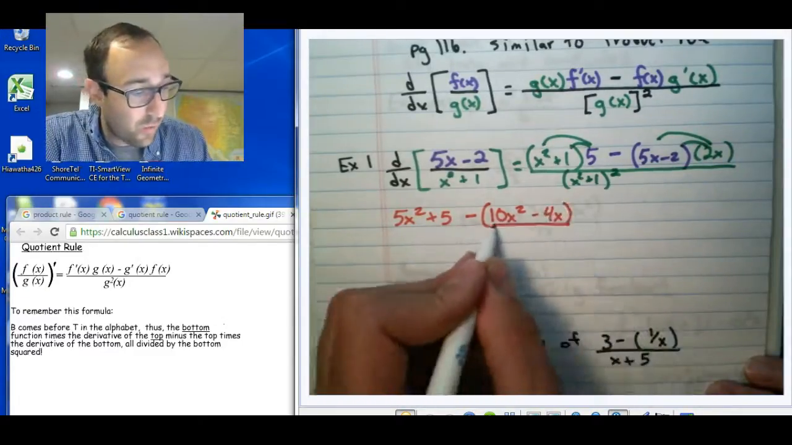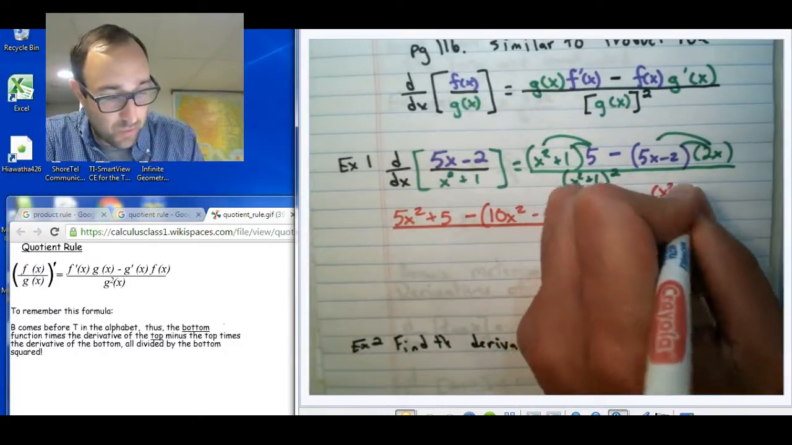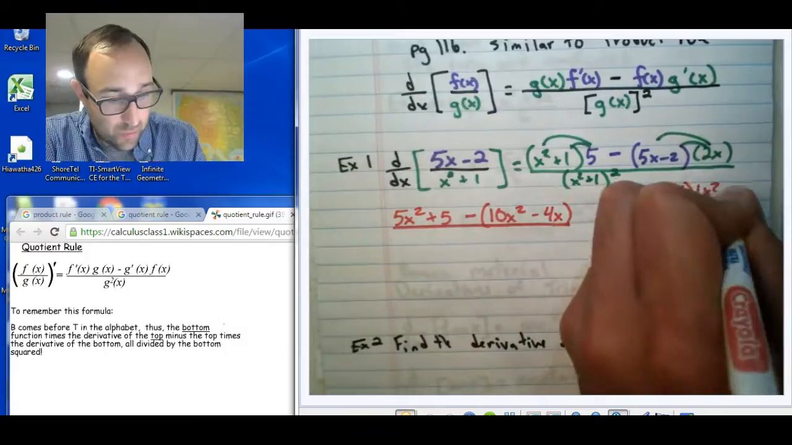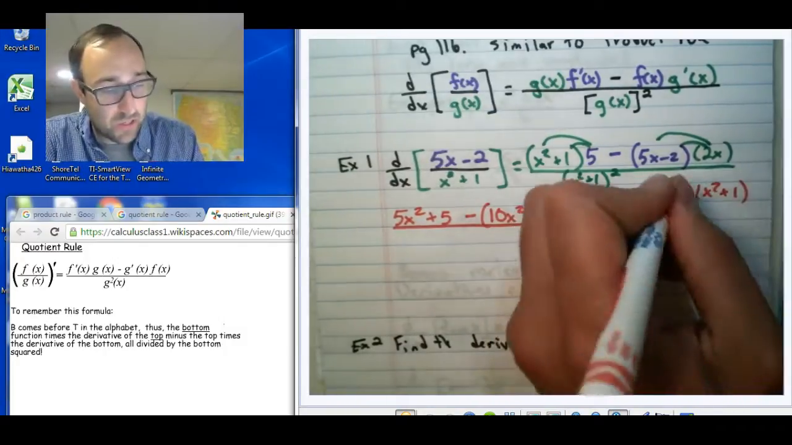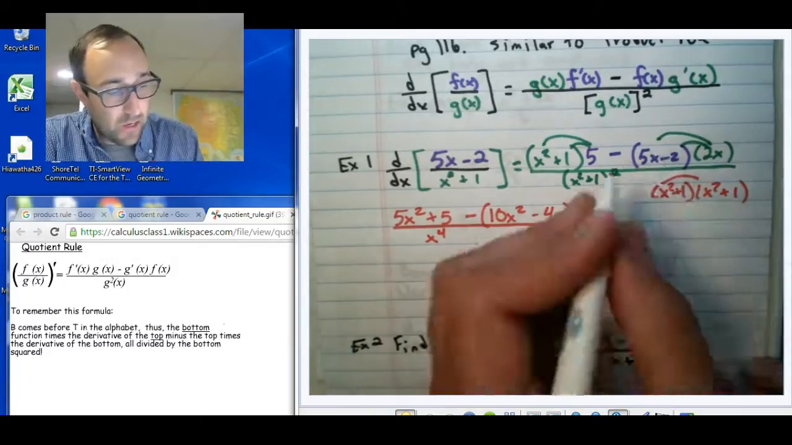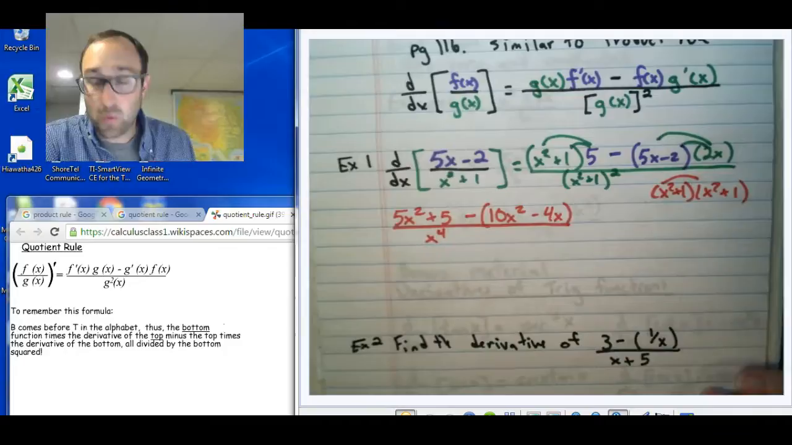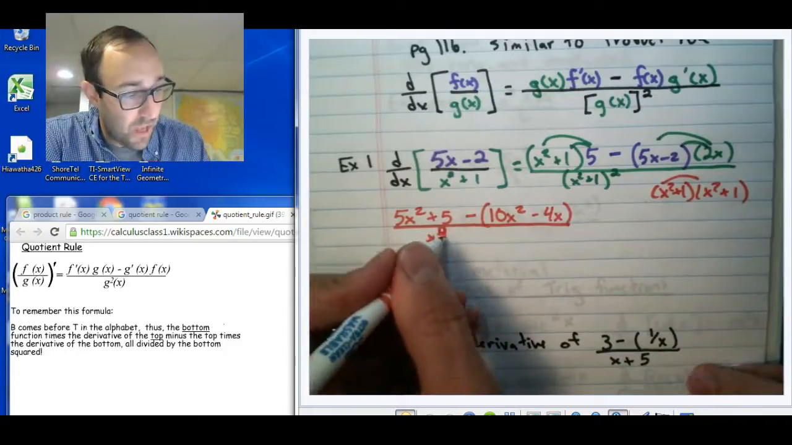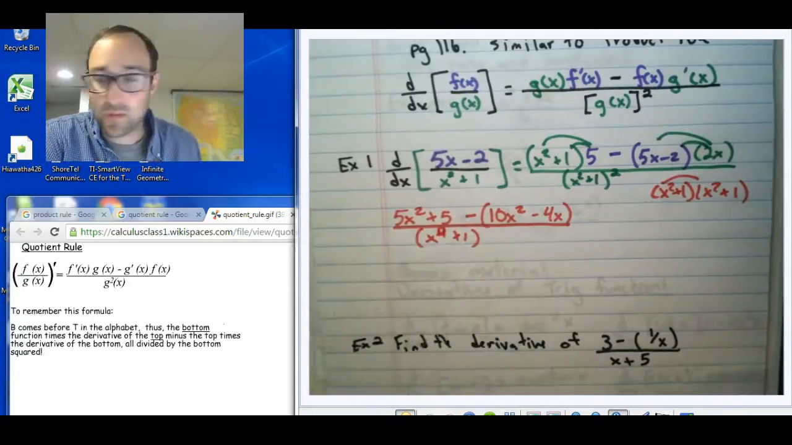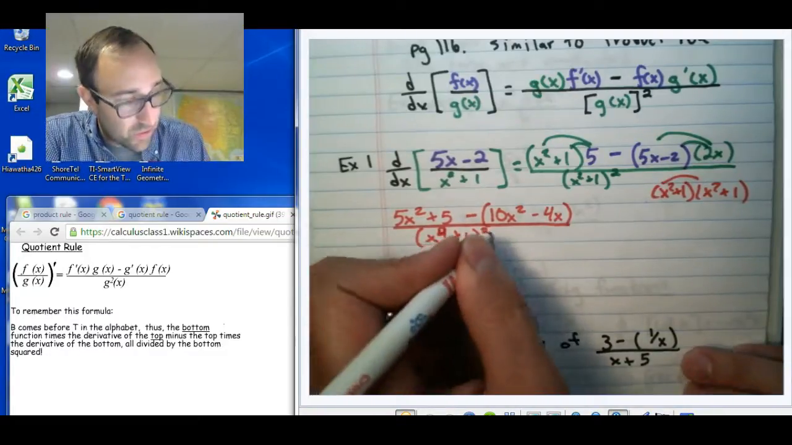All over x squared plus 1 times x squared plus 1. You could do it that way, x times x gives you x to the 4th, but we're just going to leave it as x squared plus 1 squared right now, because maybe we'll be able to cancel some stuff out. So we're going to wait on that for just a minute and see what happens. So it's going to be x squared plus 1 squared.